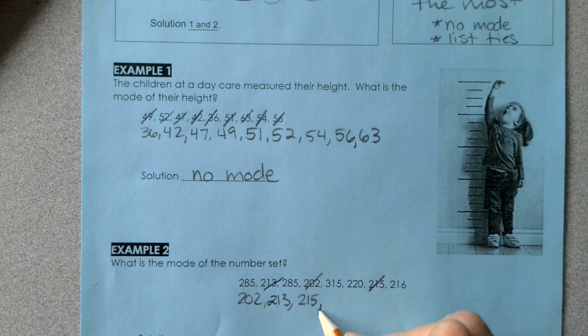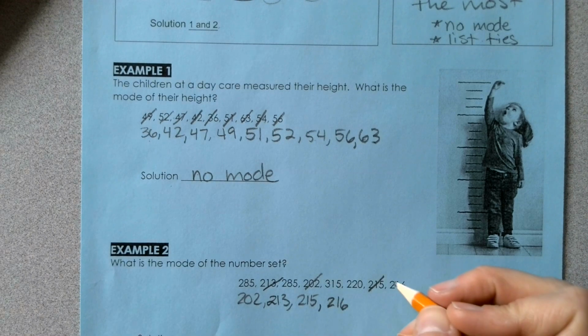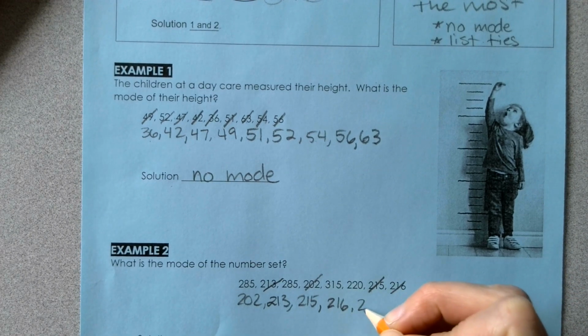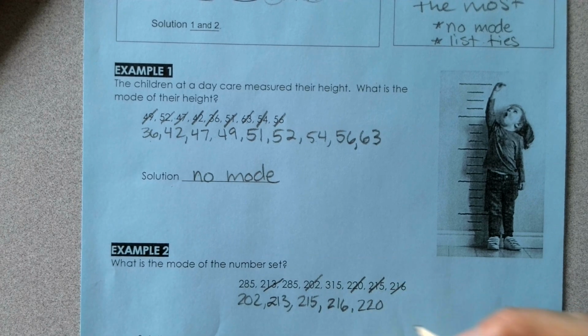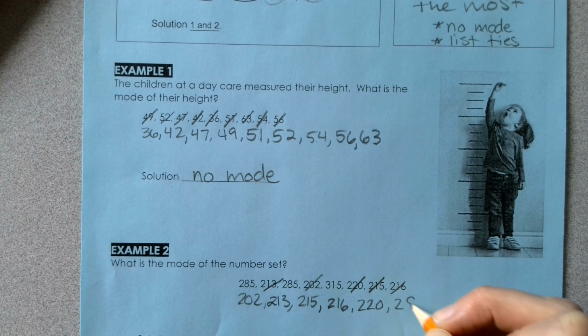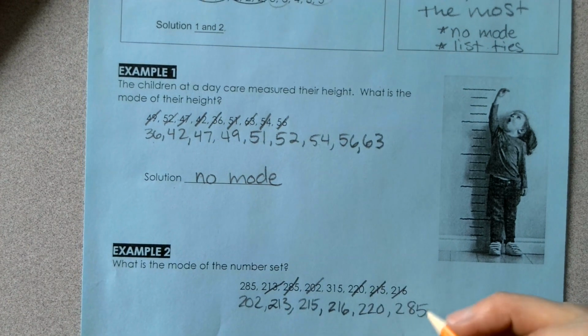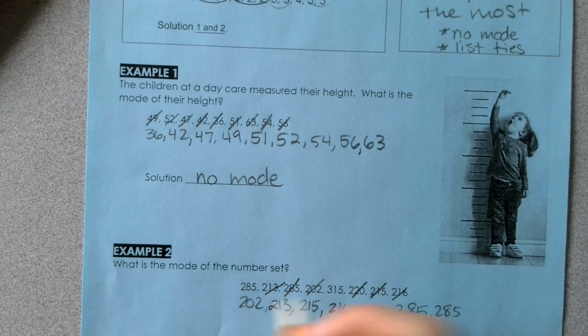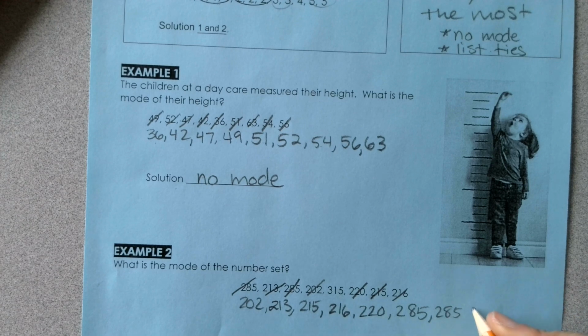Over there. Do we have any other 215s? Nope, we have a 216 then. And then a 220, 228, 285, another 285, and our last one, 315.